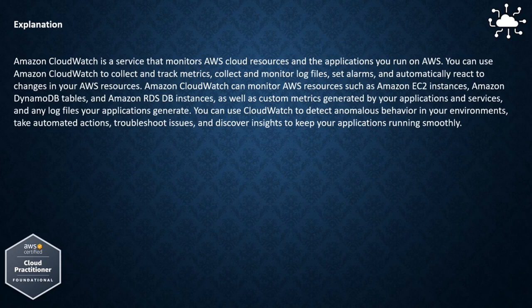Amazon CloudWatch can monitor AWS resources such as Amazon EC2 instances, Amazon DynamoDB tables, and Amazon RDS DB instances, as well as custom metrics generated by your applications and services, and any log files your applications generate. You can use CloudWatch to detect anomalous behavior in your environments, take automated actions, troubleshoot issues, and discover insights to keep your applications running smoothly.